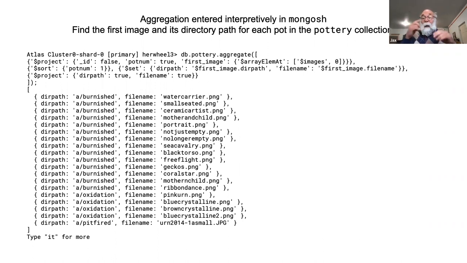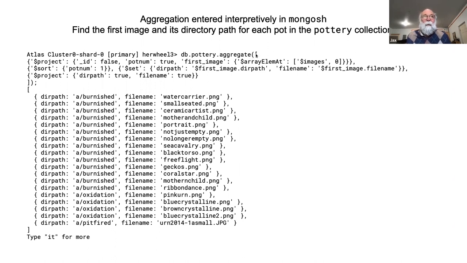And I do this actually in the code because I have a slideshow. While you're picking pottery, there's a slideshow going on that's changing every few seconds, and it's showing you the pretty pottery going by. Okay, so I use the aggregation operator. In the interpretive shell Mongosh, I did use herwheel3, that's the database, and that's the database being used. So db.pottery means the pottery collection inside whatever's the current DB. And then aggregate is the operator.